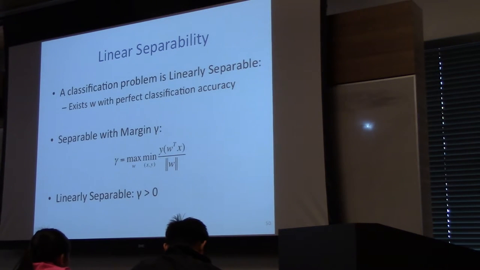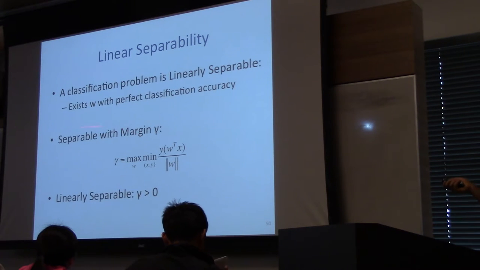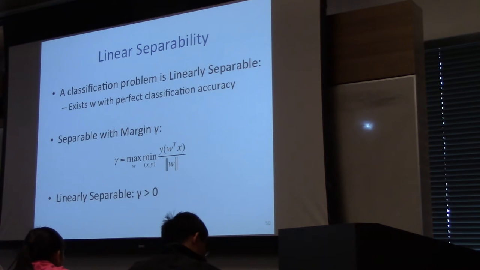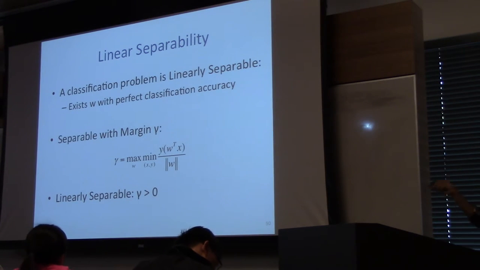A classification problem is called linearly separable if there exists a hyperplane with perfect classification accuracy, and I'm ignoring the bias term for now. The bias term, you can add it on here with no modification to the statement. Furthermore, a classification problem is called separable with a margin gamma, if you define this term first, then a classification problem is considered linearly separable if this gamma is strictly positive. So this is sort of an if and only if type statement.